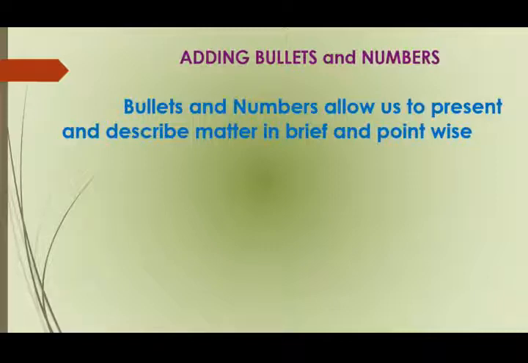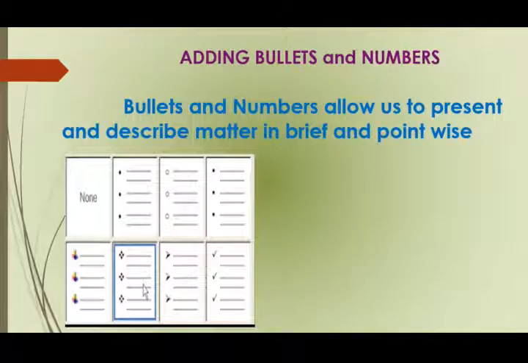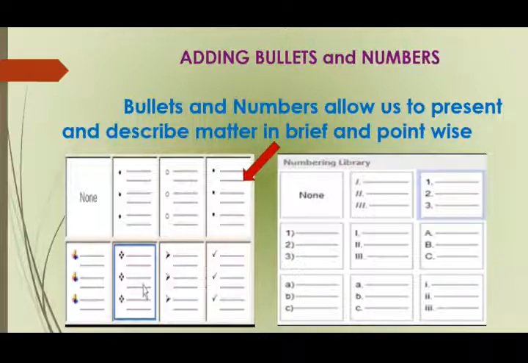Students, see in this picture, this is the bullet, a small symbol used to introduce each item in a list. And the next is the number list. Each line begins with a number or letter followed by a separator such as a period or parenthesis. Let us see the steps to add bullets and numbers.